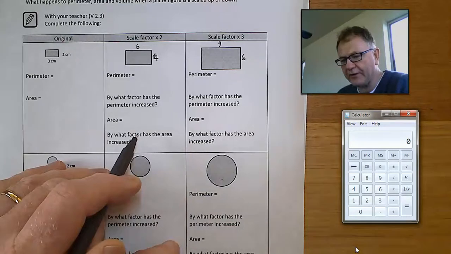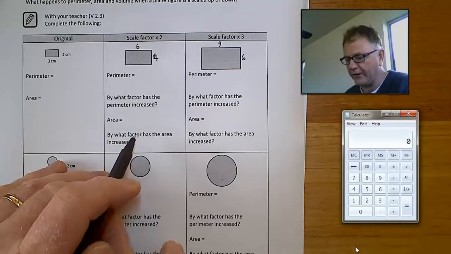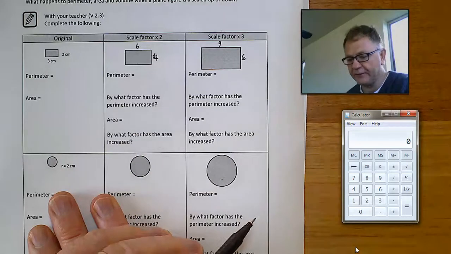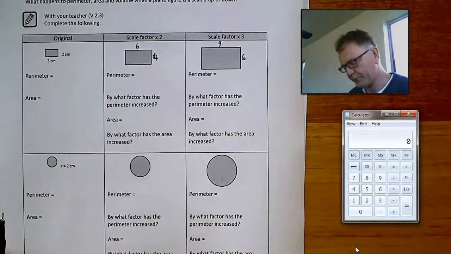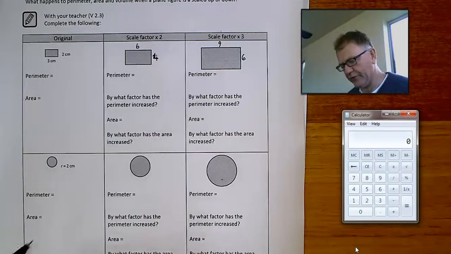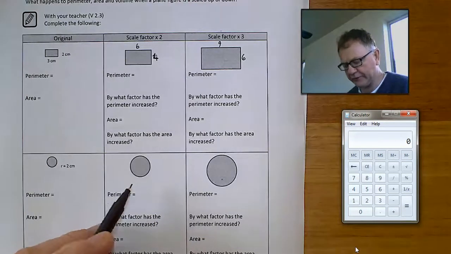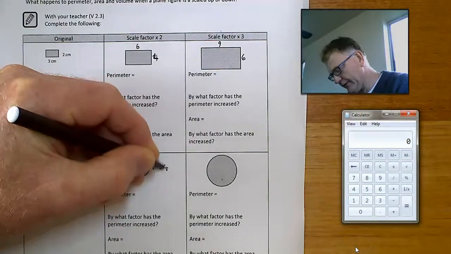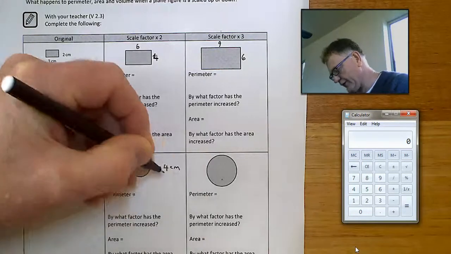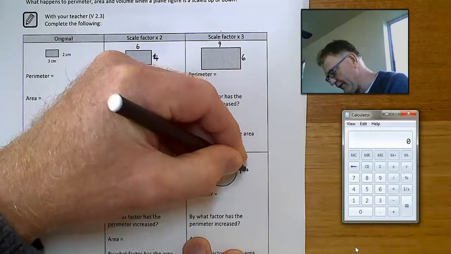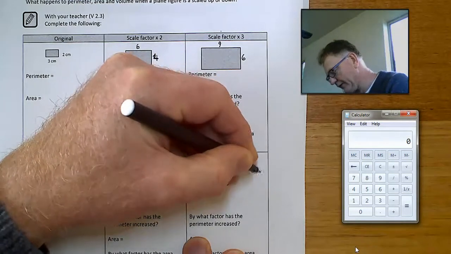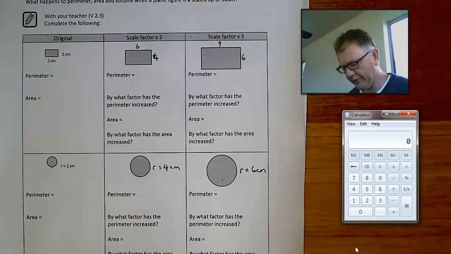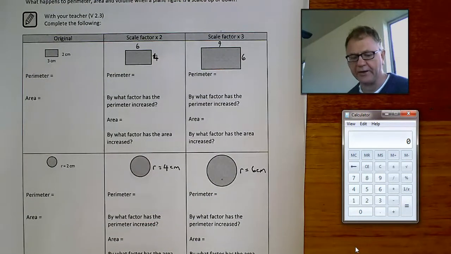And what about its surface area? How many times did that increase under the scale factor increase of 2 and under the scale factor increase of 3? You can do the same thing with the circle. If we were to increase its size by a scale factor of 2, its dimensions increase, so the radius will become 4 centimetres, or in this case, if you triple it, its radius becomes 6 centimetres. What happens to its perimeter and what happens to its area? You do the calculations.